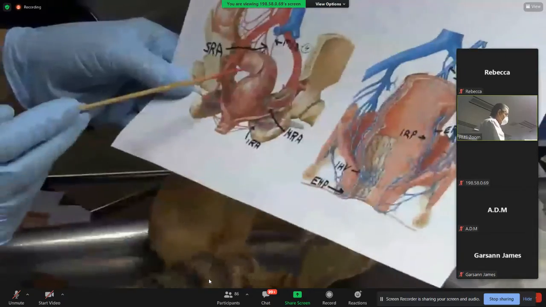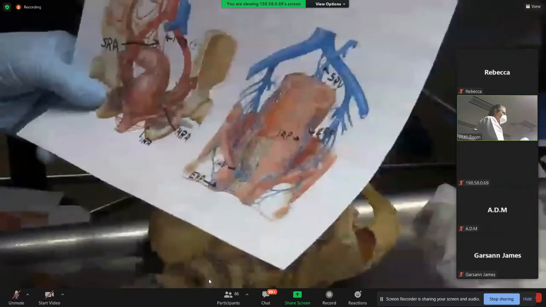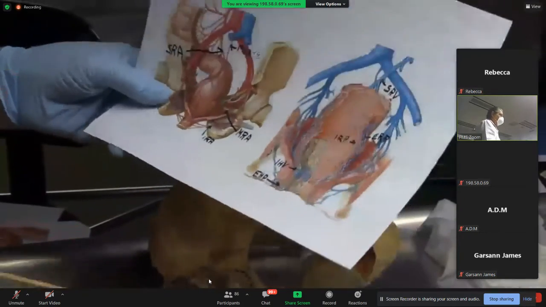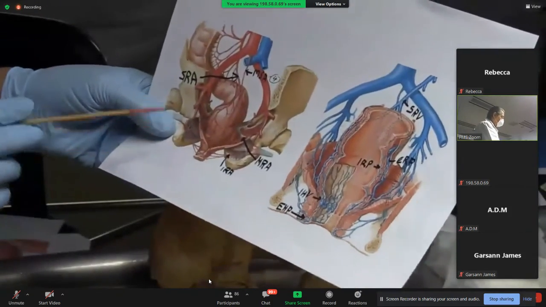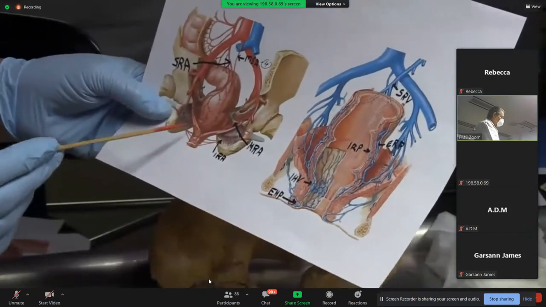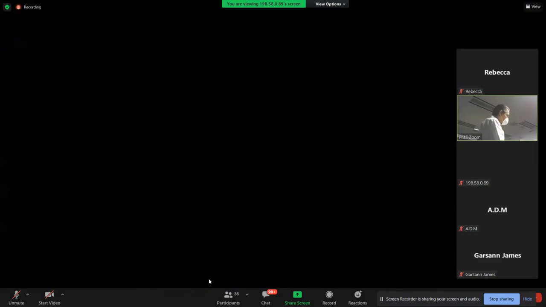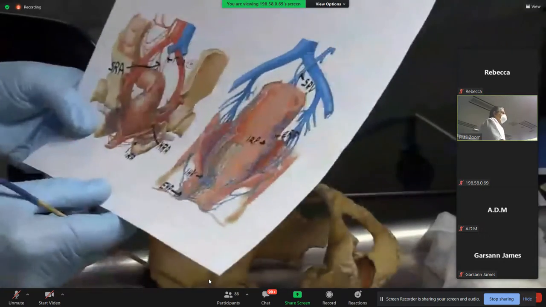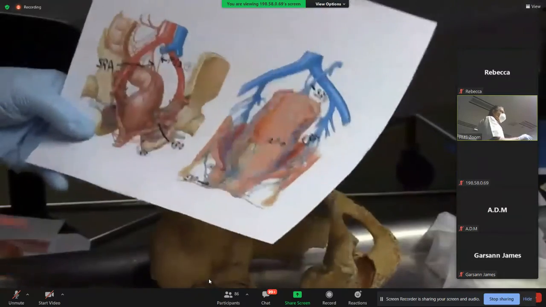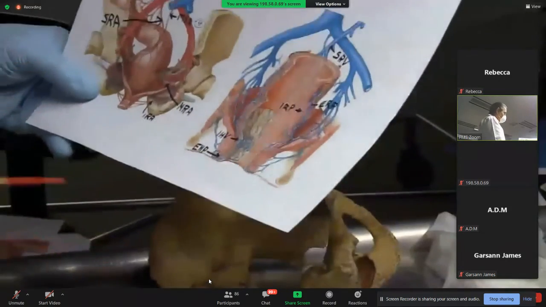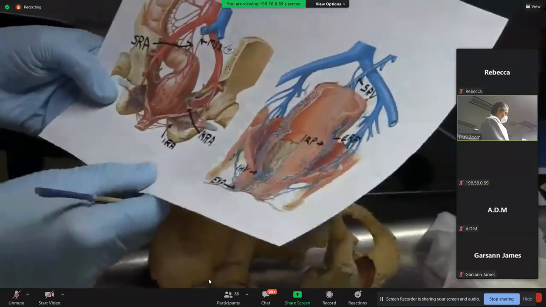It's going to run right down here and divide into branches which penetrate and supply the musculature, then run down under the submucosa and supply the whole rectum all the way down. As we get into the anal canal, the terminal branches are going to enter the upper part of the anal canal, into something we're going to show you called the anal columns of Morgagni. So that's the superior artery.